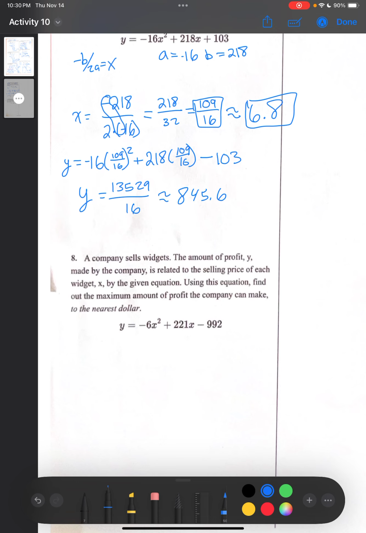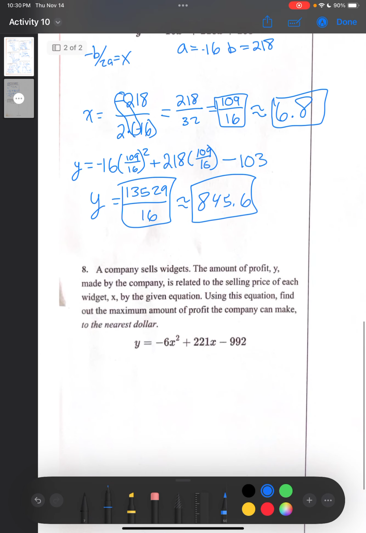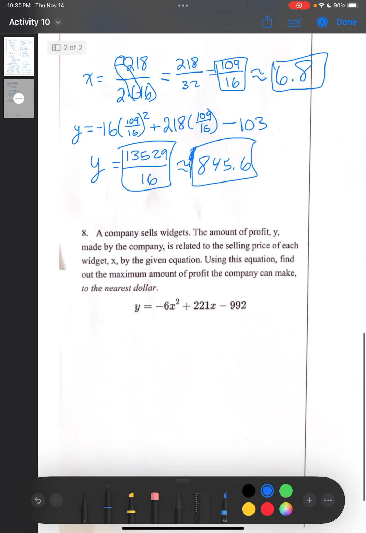845.6. As long as you're pretty close to this answer, depending on what you inputted first, you might get something slightly different. As long as you're getting something very close and you're inputting what you're supposed to be inputting, you should be fine. So this is our answer, right? This is what we're wanting to find. So this would be 845.6 feet, right? So that's where our units are.